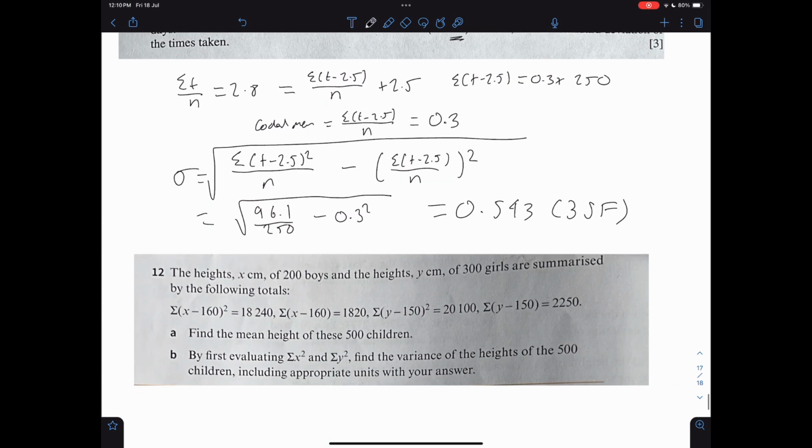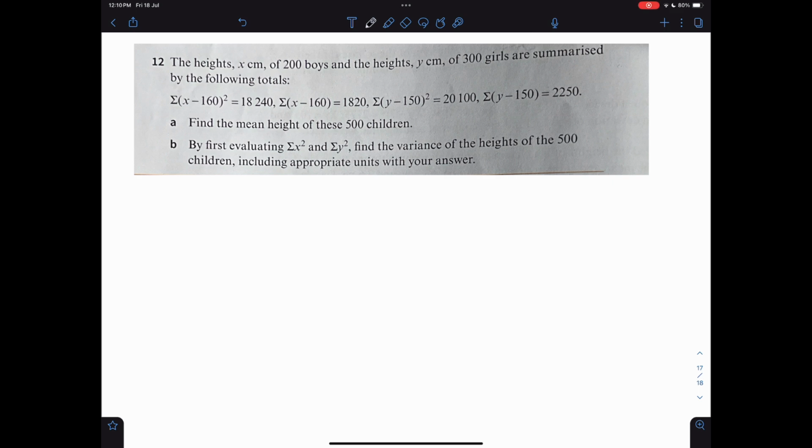And then this next question, the heights x centimetres of 200 boys and the heights y centimetres of 300 girls are summarised by the following totals. Sum of (x − 160)² equals 18,240, sum of (x − 160) equals 1,820, sum of (y − 150)² equals 20,100, and the sum of (y − 150) equals 2,250. So we need to find the mean. And the quickest way to find the mean is just to make sure all the coding is the same.